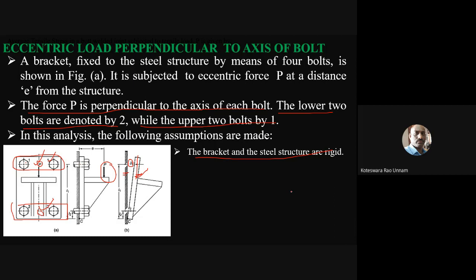So that's why we'll assume that the bracket and steel structures are rigid. That means there won't be any deformation in the bracket as well as the steel structure. Then the bolts are fitted in reamed and ground holes.